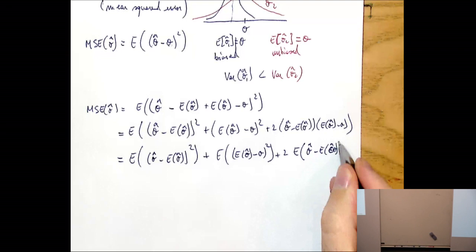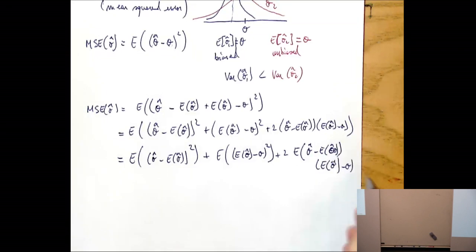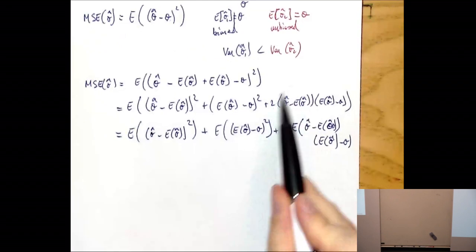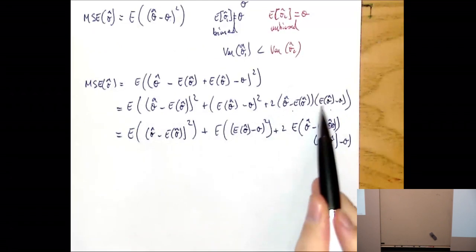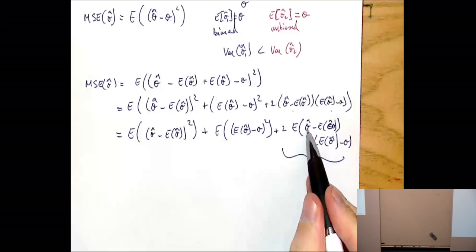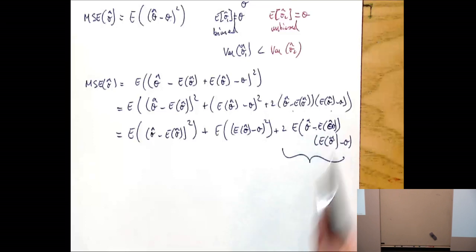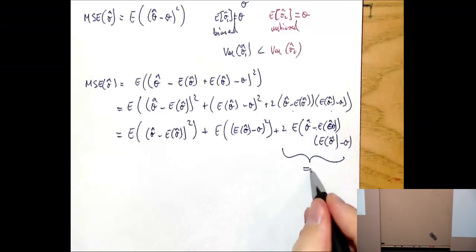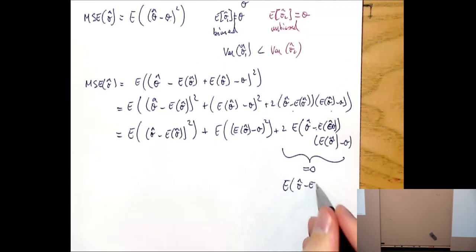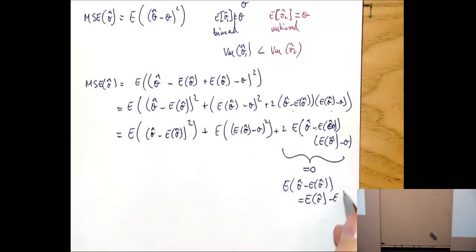Multiplied by the expectation of theta hat minus theta. What you see here is that the expectation is only distributed over this term, not this one. This is a constant, this is a constant, this is a constant. So what do we have here? What is this term equal to? I have the expectation of theta hat minus the expectation of theta hat. This is equal to 0.